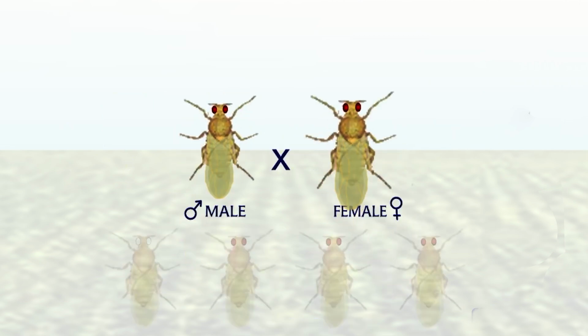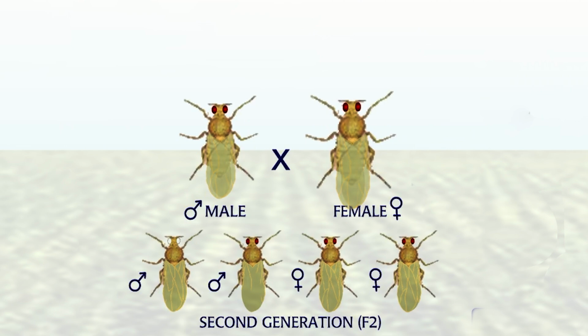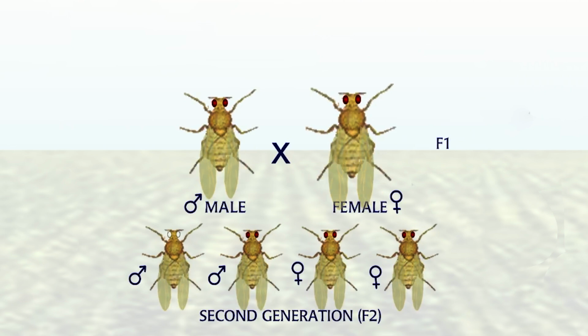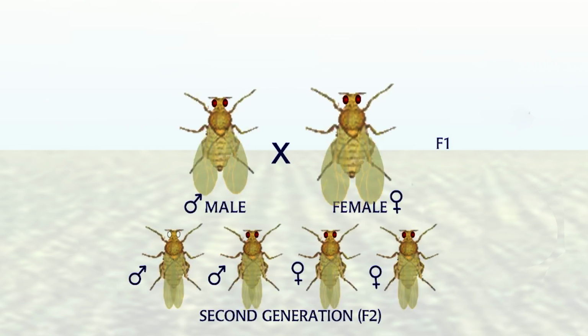Thomas Hunt Morgan's X-linked inheritance is also visualized by the Punnett Square. Flies normally have red eyes, but he found a male with white eyes. He crossed this male with a wild-type female with red eyes. The entire offspring of the first generation were red-eyed.